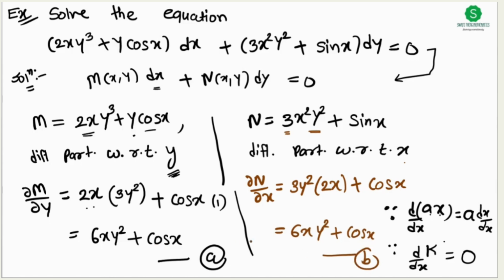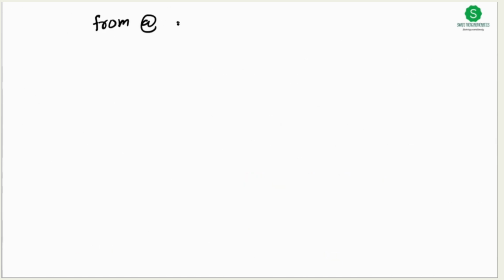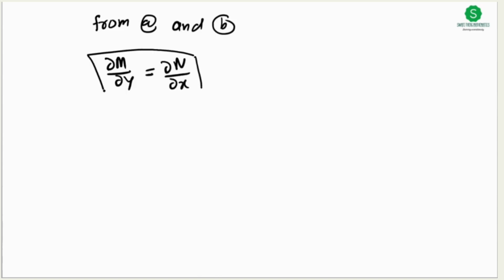Now observe equation A and B. It is clear that these derivatives are equal. So therefore, from equation A and B, it is clear that del m by del y is equal to del n by del x. And if this condition holds, this implies the given differential equation is an exact differential equation.